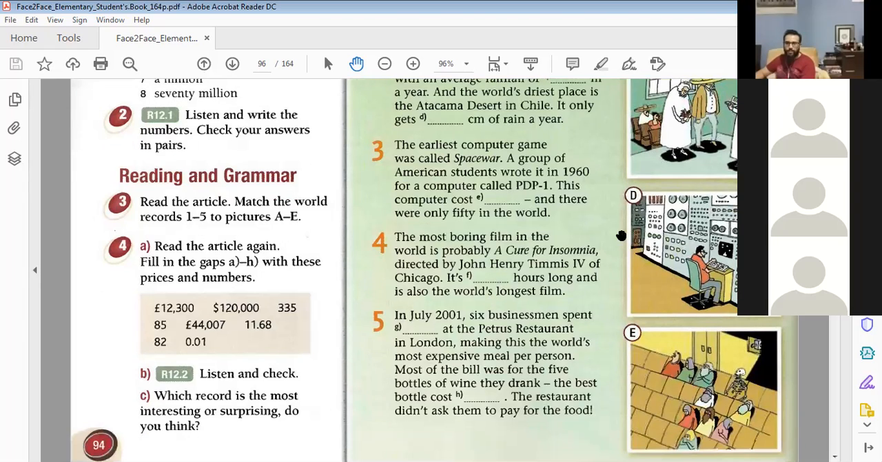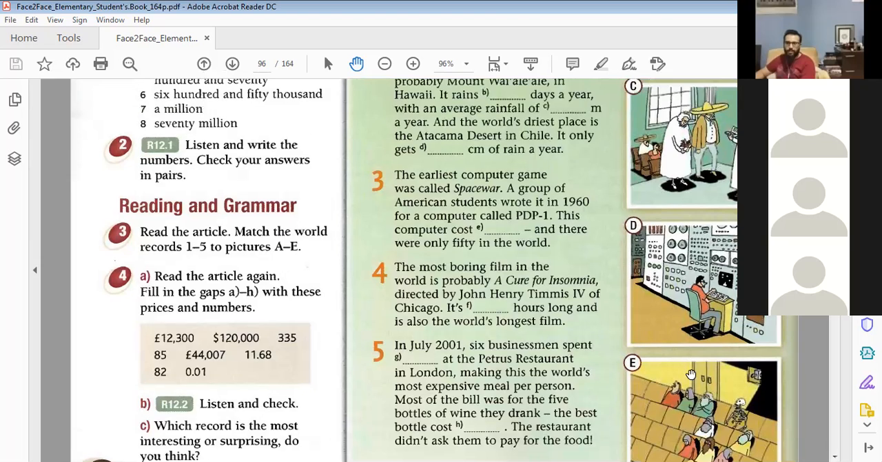What do you think of the film in number 4? How long was the film? It was 85 hours, right? No, it wasn't 11. It was 85. 85 hours. What do you think of a film that's 85 hours? Can you watch it in one go? No.